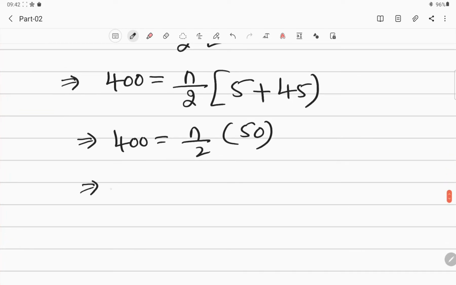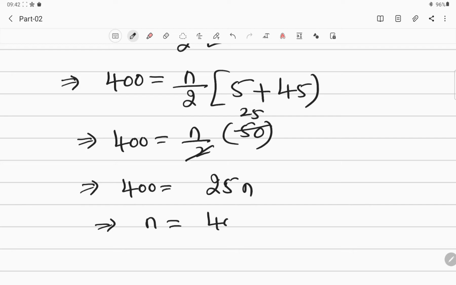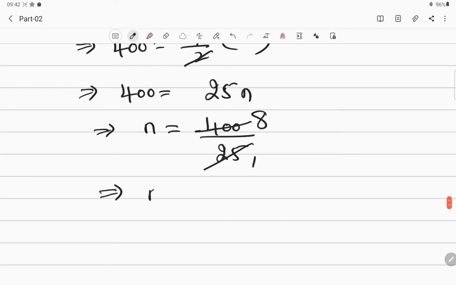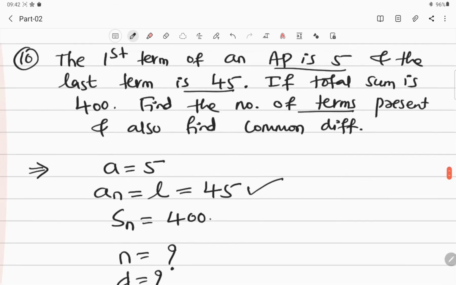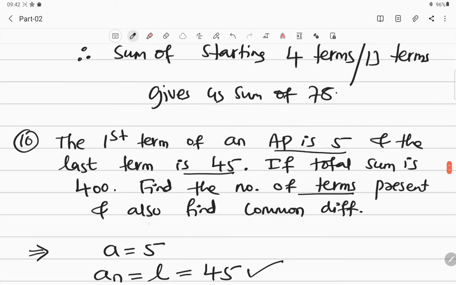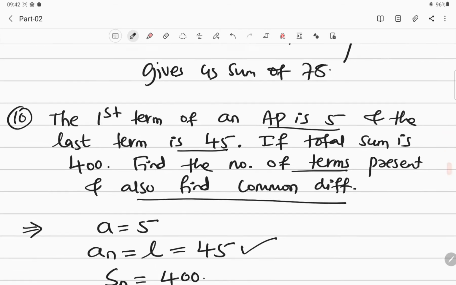Then afterwards I'm going to have 400 is equal to, 2 ones are 2, 25, it becomes 25n. All right, so n is equal to, what is that? 400 divided by 25. 25 ones are 25, 25 eights are 200. So how many terms are there? Tell me. So total number of terms is 8. There are 8 terms. All right, so the total number of terms is done, but they are also asking to find the common difference.